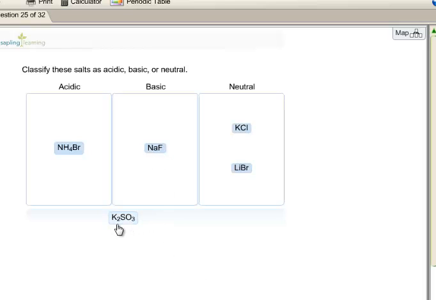Here we have potassium sulfite. Potassium does not impact the pH. It's an alkali metal, and sulfite is the conjugate base of a weak acid. And again, how do I know that? Well, it's not the conjugate base of a strong acid, so it has to be the conjugate base of a weak acid. So it's going to be basic.